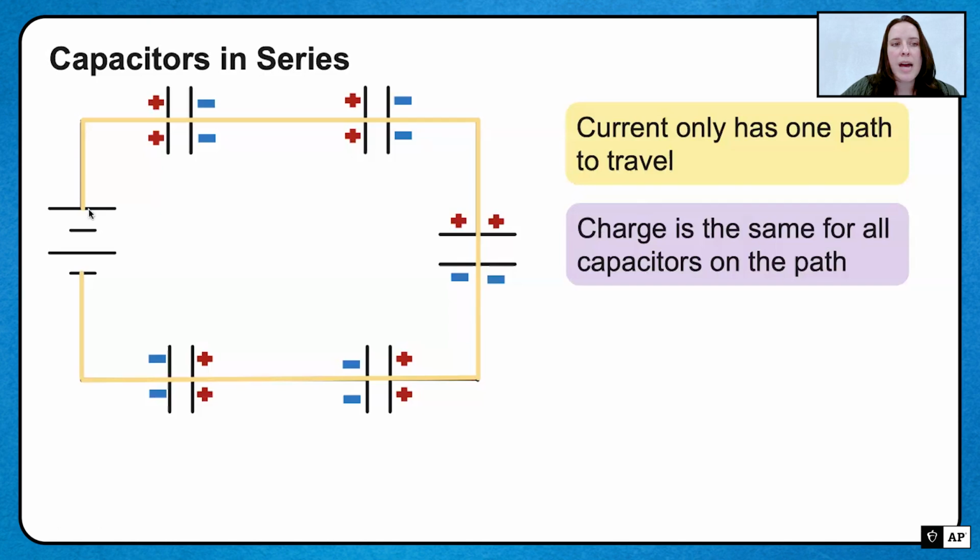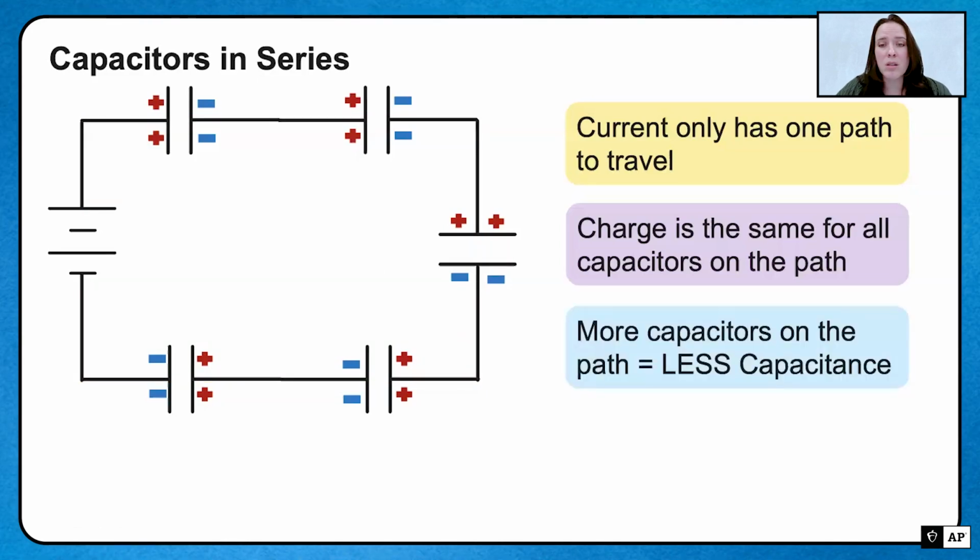If I think about what's actually going on with our capacitors, our conventional current, which we pretend is plus charges, comes and accumulates on this plate, which then pushes plus charges over to the next one, which then pushes them over here, and then pushes them, and so on and so forth. Because of that, we end up with some nice electrically neutral bits in between. So our net charge on all of these is going to be the same for everybody.